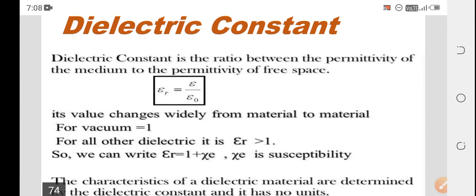Dielectric constant is the ratio between the permittivity of the medium and the permittivity of free space. So here what is that? Simply it is a ratio, epsilon by epsilon naught. What is epsilon? Permittivity in the medium. What is epsilon naught? Permittivity of vacuum. The ratio between permittivity in the medium and permittivity of vacuum is defined as the dielectric constant, and it is represented by epsilon r.